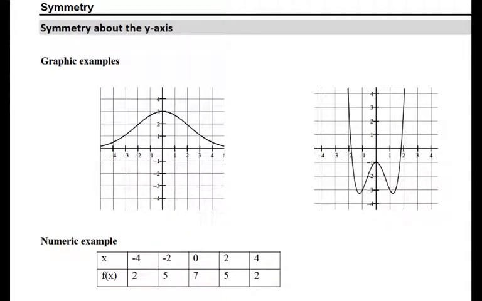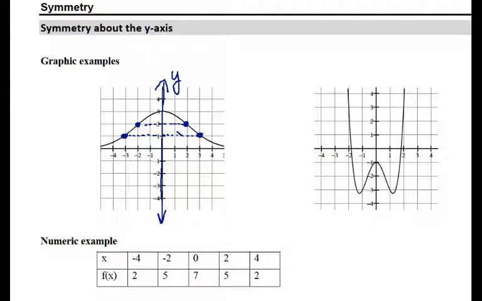There are two types of symmetry we discuss with functions. The first is symmetry about the y-axis. If we take, for example, this first graph, we can see that if I choose any point on the left side of the graph, there will be a corresponding point mirrored about the y-axis on the right, and vice versa. If I choose a point over here on the right, then there will be a corresponding point mirrored about the y-axis over here on the left. This kind of symmetry is called symmetry about the y-axis because the y-axis acts as a mirror.